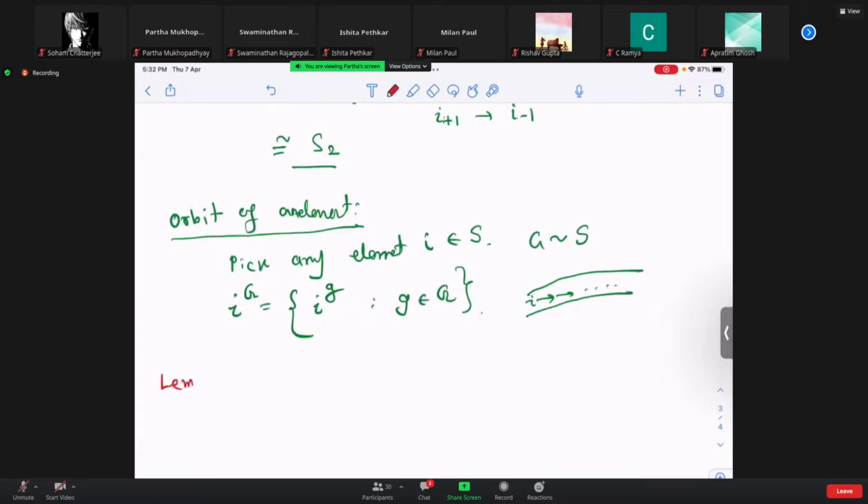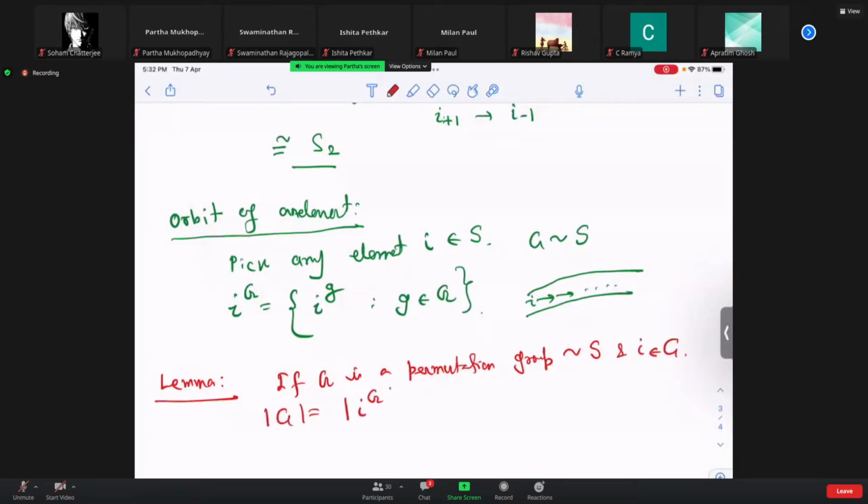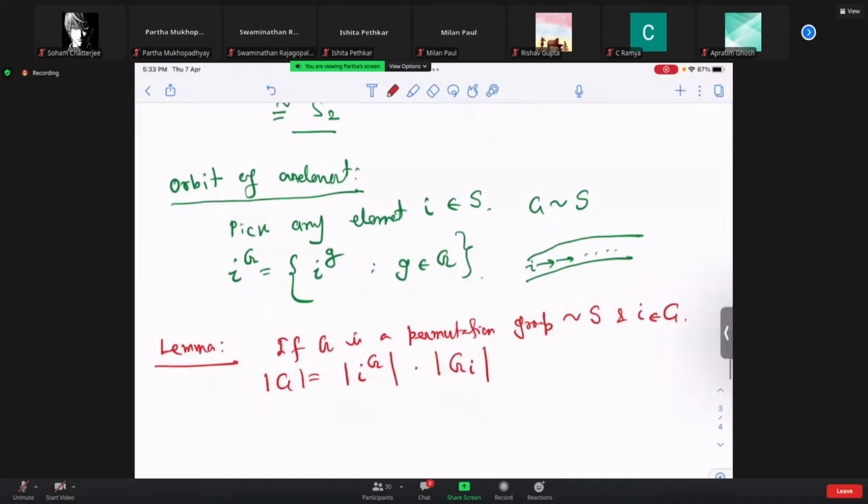A very basic lemma in combinatorics is that if G is a finite, all groups are finite for me, so I don't write finite especially, G is a permutation group acting on a set S, and I belongs to S. Then the cardinality of G is the cardinality of the orbit times the stabilizer subgroup of I. Is the statement of the lemma clear? It's a very important lemma used in combinatorics.